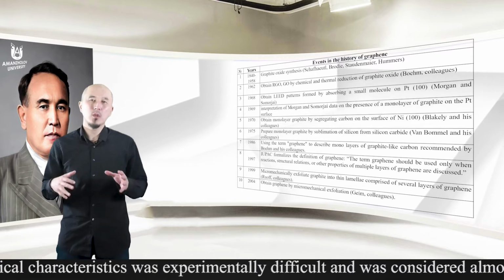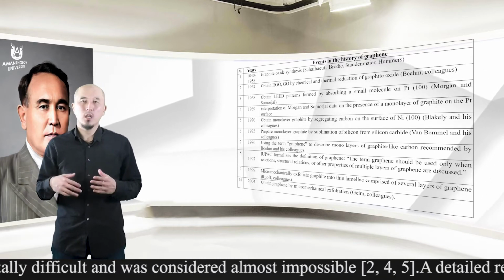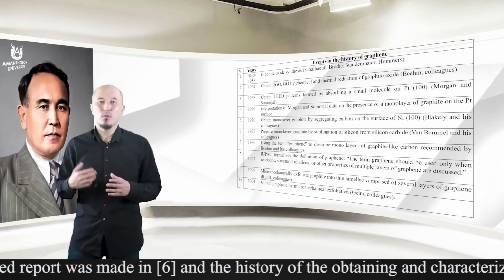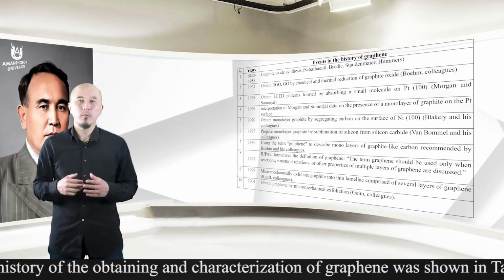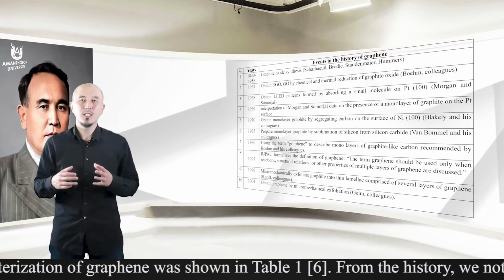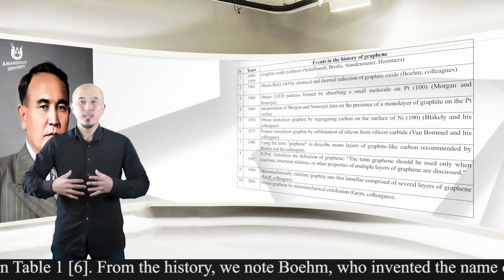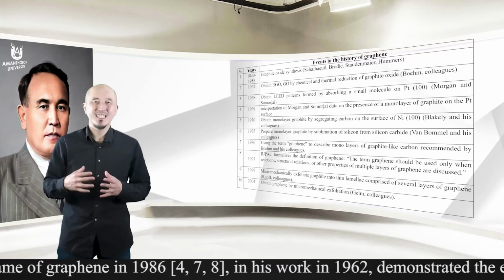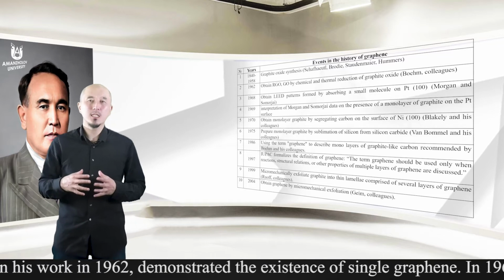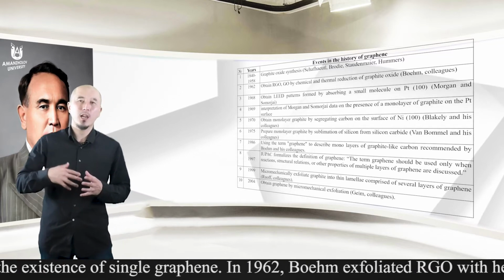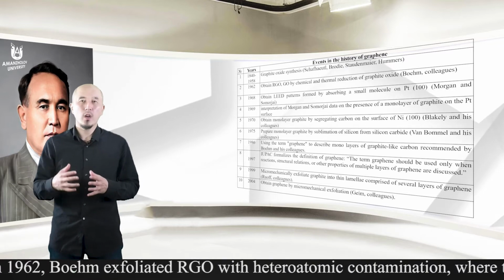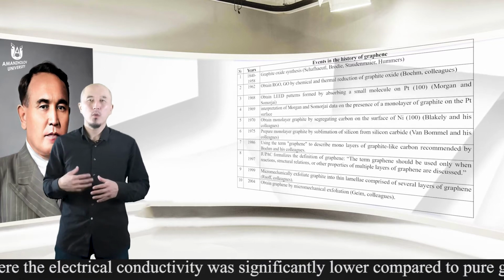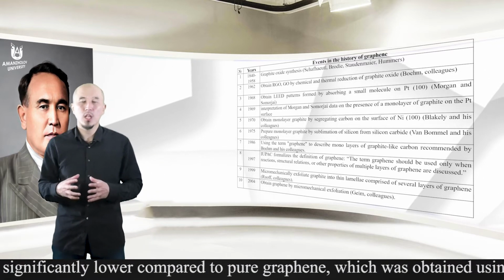A detailed report was made in the work, and the history of obtaining and characterization of graphene is shown in Table 1. From the history, we know of Boehm, who invented the name graphene in 1968. In this work, in 1962, he demonstrated the existence of single graphene. In 1962, Boehm exfoliated graphite with heteroatomic contamination, where the electric conductivity was significantly lower compared to pure graphene, which was obtained using the Scotch tape method.